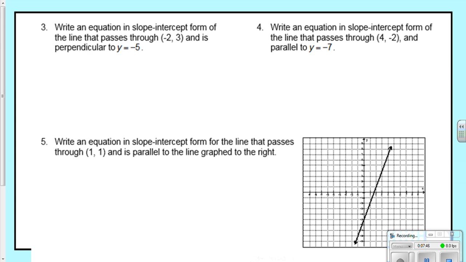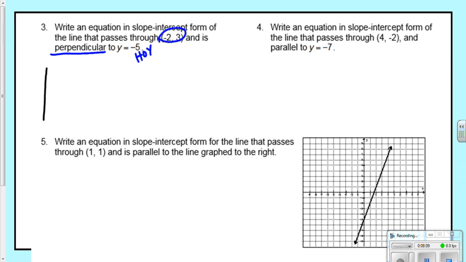Number 3: write an equation in slope-intercept form of a line that passes through (-2, 3), again a random point here, and is perpendicular to y equals -5. Before we do anything else, your brain should have automatically thought, oh, that's a HOY. There's no x there, so it has to be a HOY. Y equals -5.